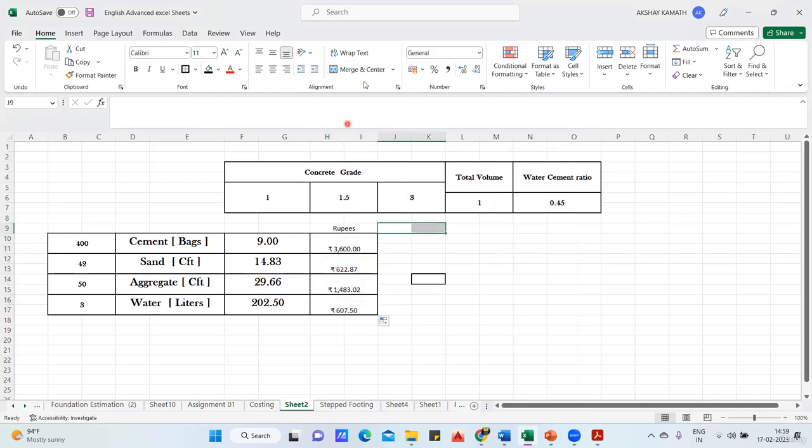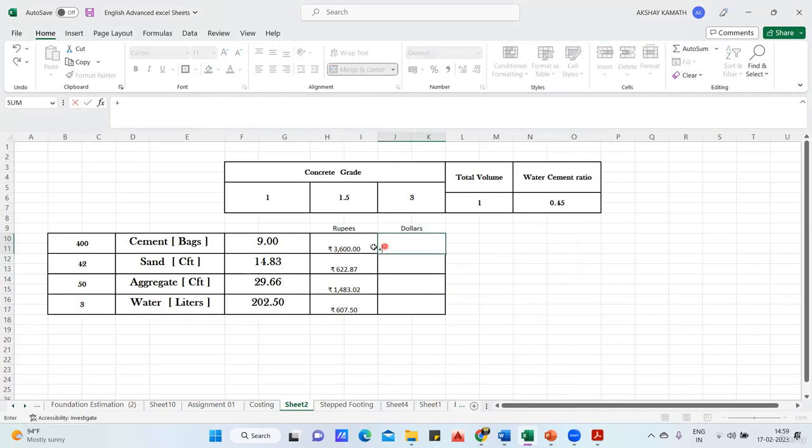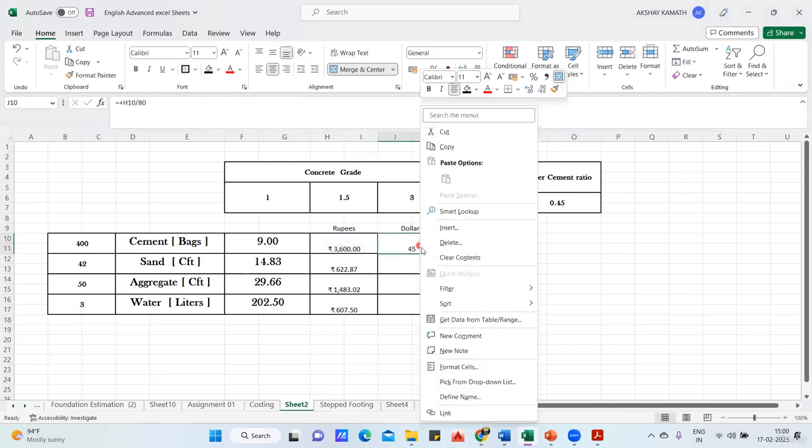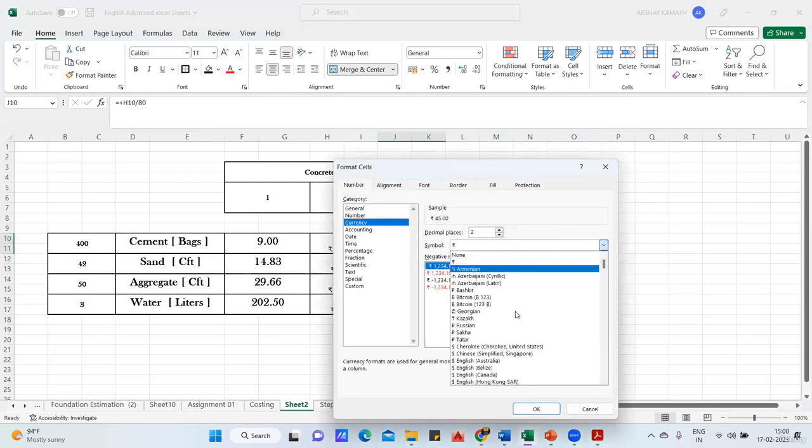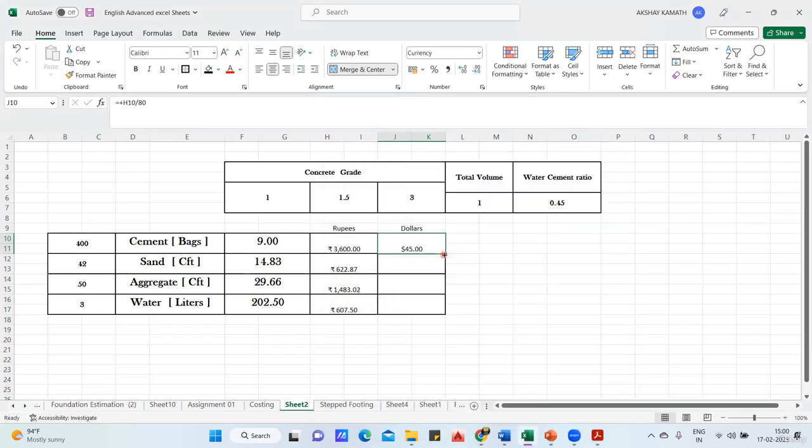Similarly, I'll do one thing for other students. Okay. For foreign students, you get the answer in dollars. Okay. So for dollars, what I'll do is whatever Indian rupees we get, the conversion factor is 80 rupees for us. So this is $45. So again, right click, format cells, go to the currency. Here the dollar symbol is there. Take a dollar symbol. I'll enter. Finish and drag it down. Finish. That's it. Got it, no?